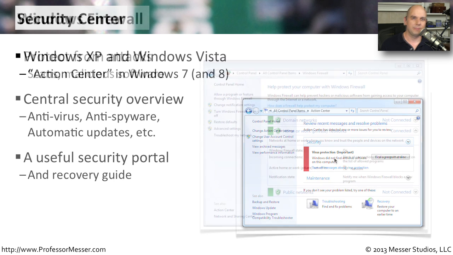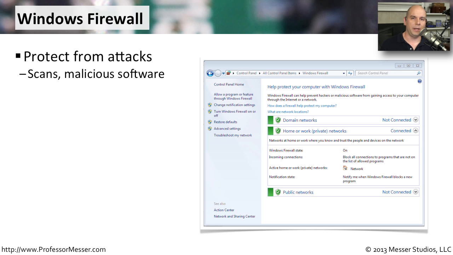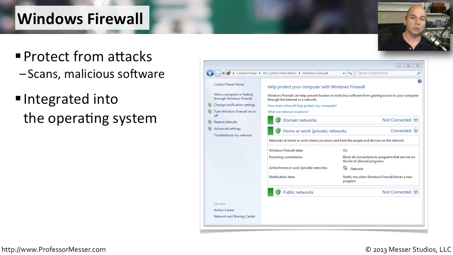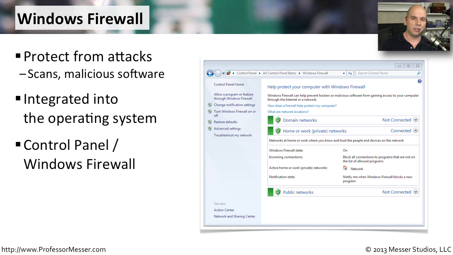So you'll get visual feedback if there's anything that you need to do to keep your system as secure as possible. One nice security feature of Windows is the built-in Windows Firewall. This is something that is running in Windows XP, Windows Vista, Windows 7, and other Windows operating systems, and allows you to keep the bad guys from coming into your computer without your knowledge. This is integrated into the operating system, so it's always going to be there and available for you to use. You can find it in the control panel under Windows Firewall.